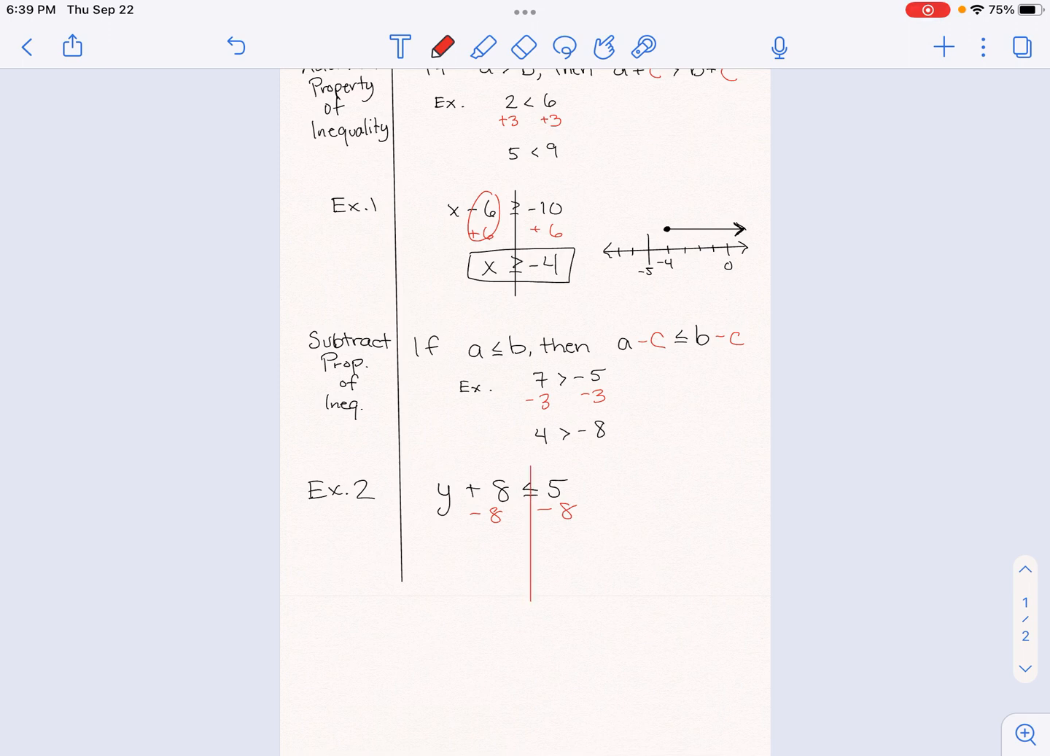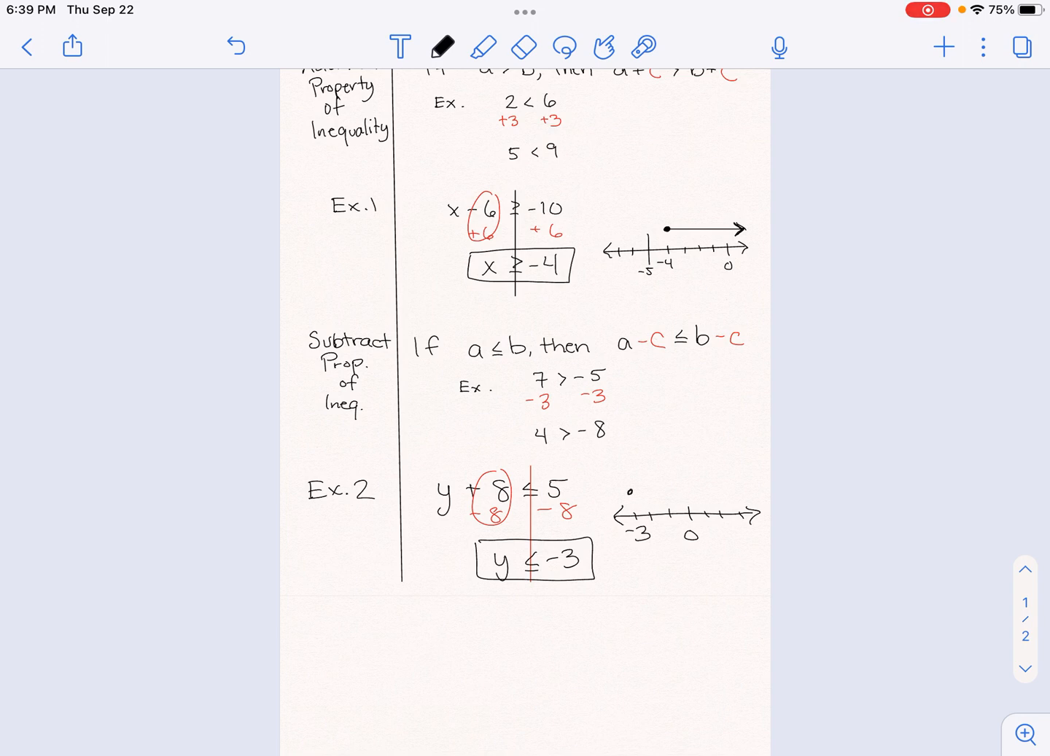Actually, I should probably draw this line. Okay. Let's rewrite this. On the left side, we're going to have y is less than or equal to, and on the right side, similar to the problem that we just had, 5 minus 8 is -3. All right, we isolated y. Let's go ahead and draw our number line. I'll put 0, 1, 2, 3, and 1, 2, 3 to the left. -3 is right here. Okay, so y is less than or equal to -3.